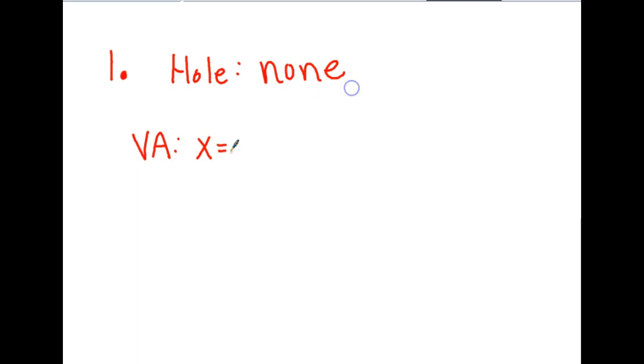So on worksheet 11-2, you're going to factor first. You're going to figure out the hole, the vertical asymptote, the x-intercept, and the domain on all 10 problems. So on problem number 1, does it factor? No. On problem number 1, is there a hole? Did anything cancel out? So then what do you write next to where it says hole? And then you're going to figure out the vertical asymptote. X equals what?